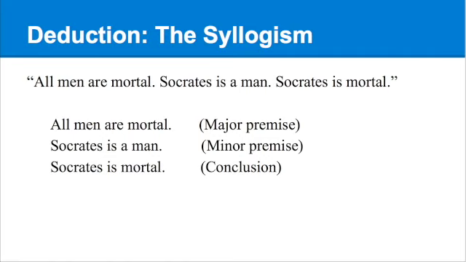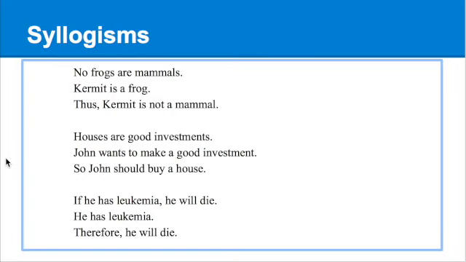Okay, that's a syllogism. Major premise, minor premise, and conclusion. The middle term is the term that shows up in both major and minor premise. The conclusion has the two remaining terms joined together. Okay, let's look at a couple syllogisms.